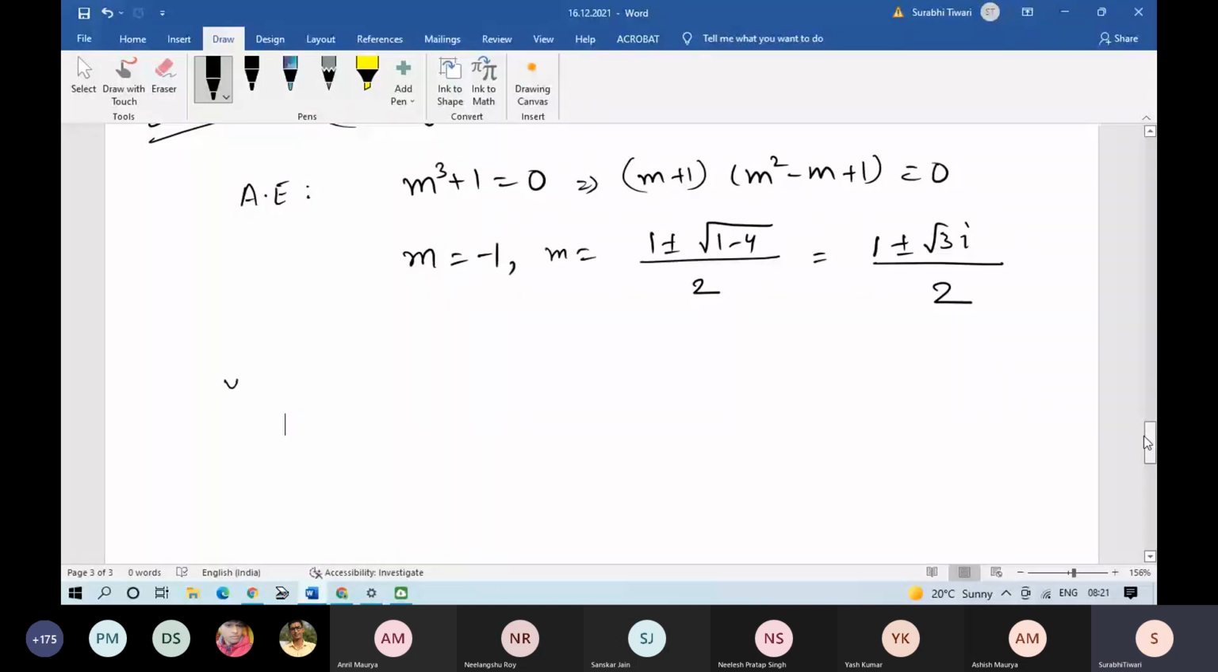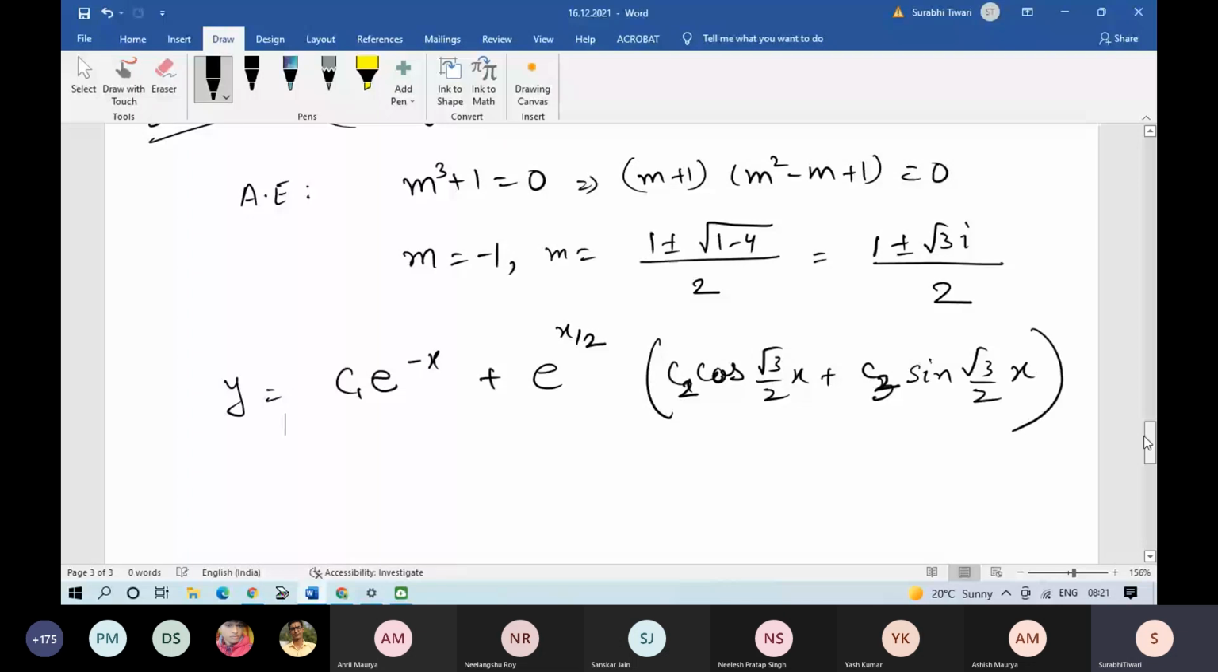So y will be c1 e raised to the power of minus x plus, now here the value of a is half, so e raised to the power of x by 2, and inside we have c1 cos, where the value of b is root 3 by 2 x, plus, c1 has already been used here so write it as c2, and c3 sin root 3 by 2 x. This is the solution. Clear? Let us do one more question, then see how particular integrals are found.